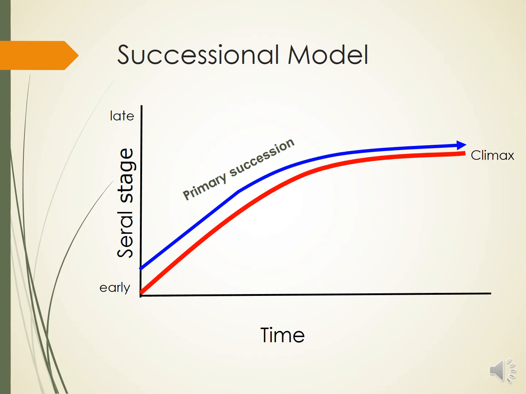This graph represents the primary successional model. On the x-axis, we have time. On the y-axis is the early to late seral stage. So as time progresses, of course, our plant community in blue moves along that predicted, theorized successional path that's represented in red.